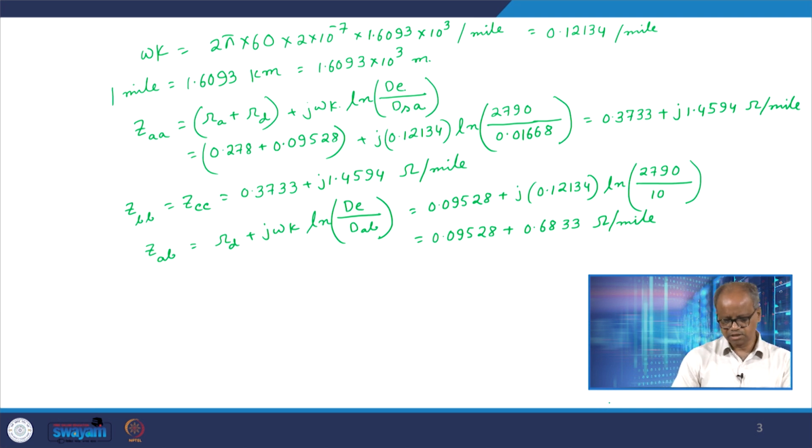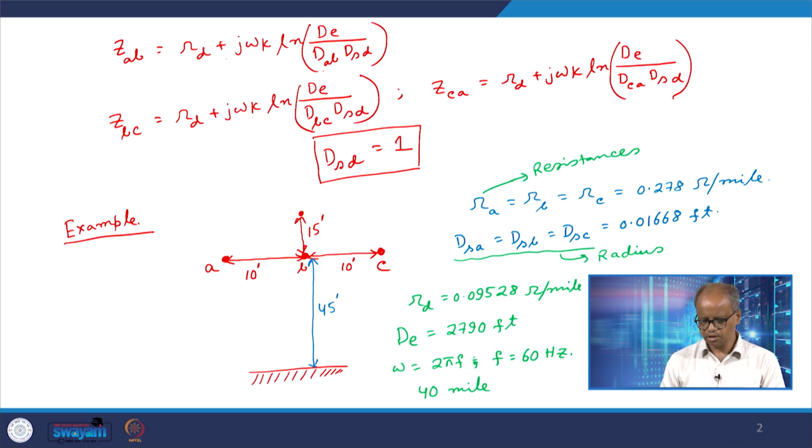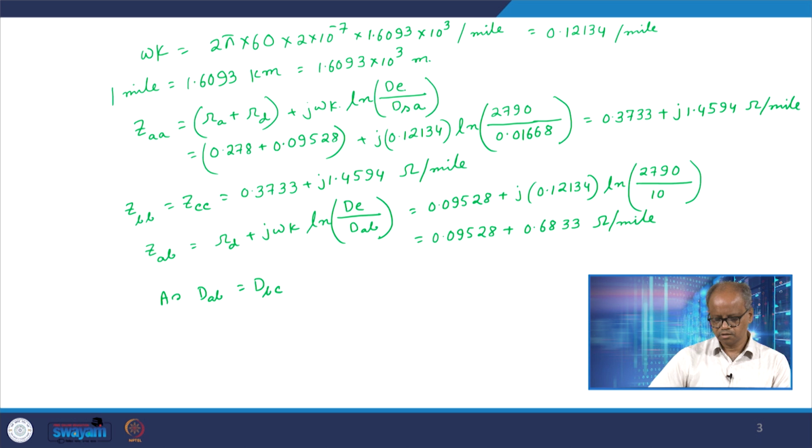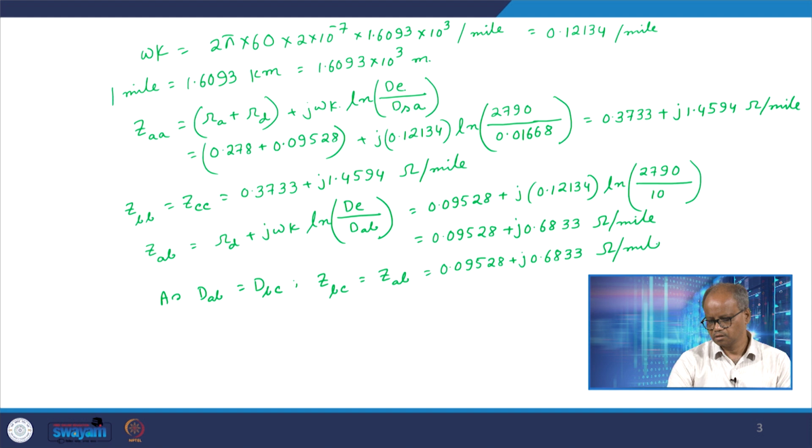Now, as DAB is equal to DBC, that is, the distance between phase A and B is also equal to the distance between phase B and C, ZBC would also be equal to ZAB, which is 0.09528 plus j 0.6833 ohm per mile.